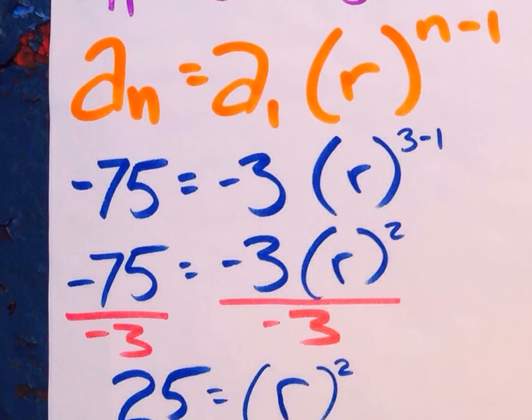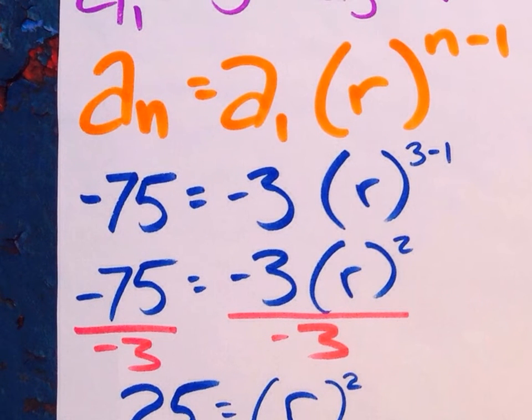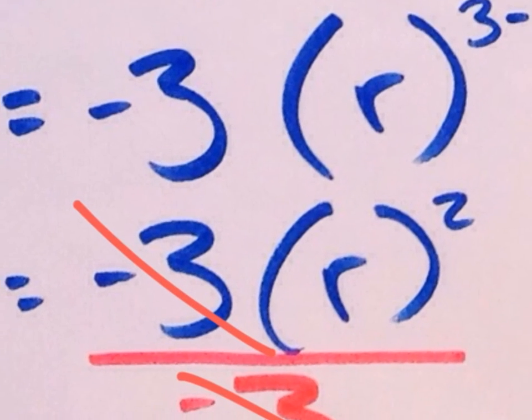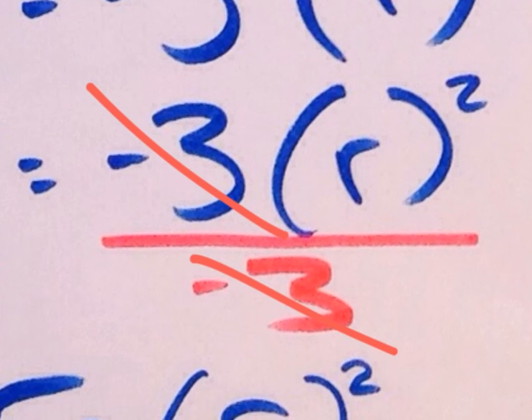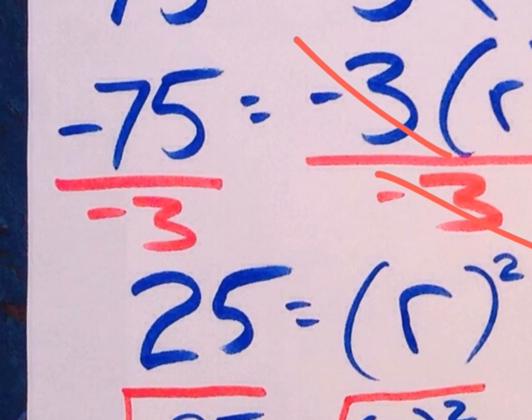So let's do a little bit of math. We need to get ultimately the ratio by itself, so let's get rid of this first term. We're going to divide both sides by negative 3. The negative 3's cancel out. We're doing that because negative 3 is being multiplied by the ratio. That's what this operation is right here. We've got to do the inverse, so we're doing, of course, division. Negative 75 divided by negative 3 is going to give us positive 25.